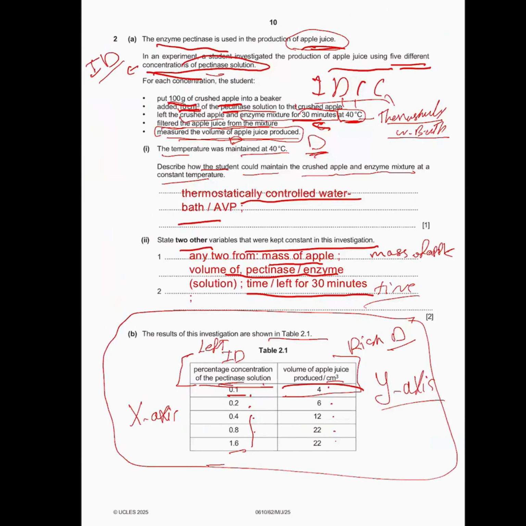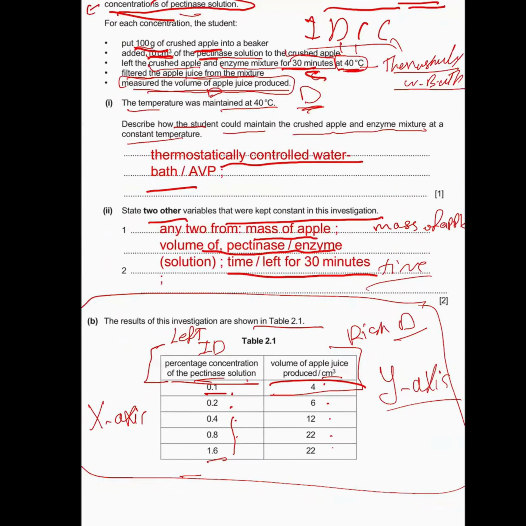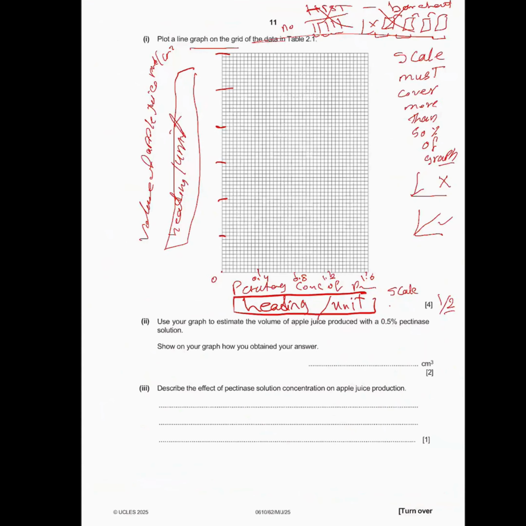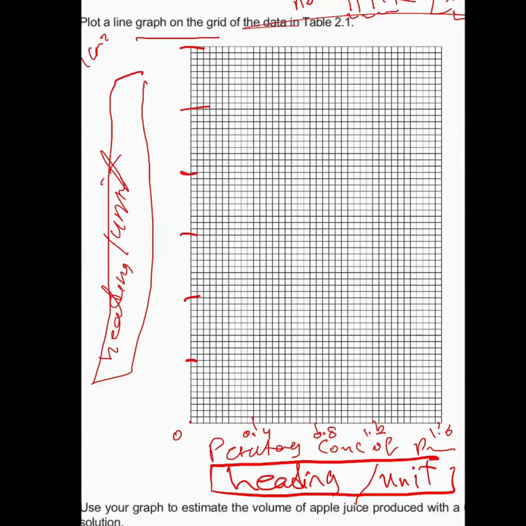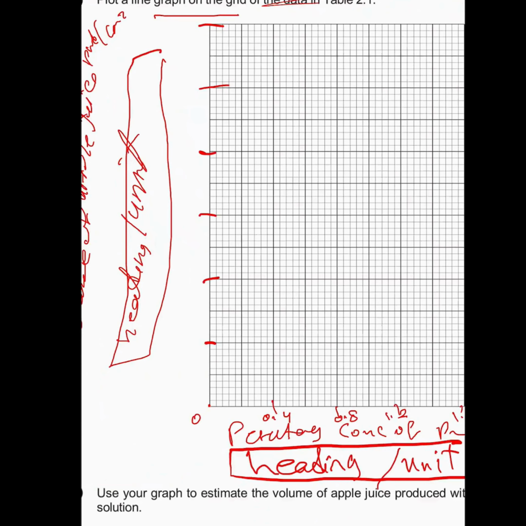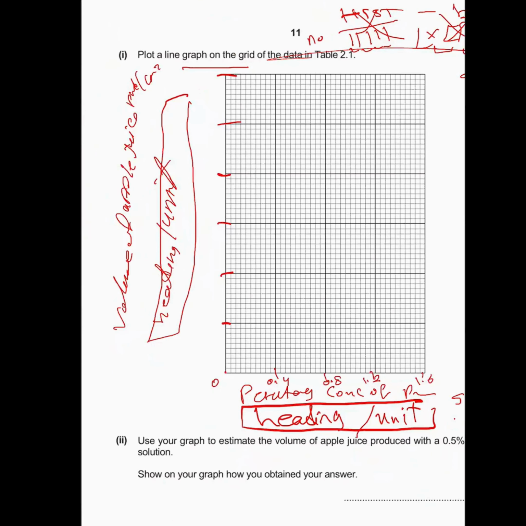Okay, but let's go for this. Apple juice produced 4, 6, 12, 22, 22. How can we do it? We have only 1, 2, 3, 4, 5, 6, because of the iPad, so the squares are not shown properly. Okay, yes, the scale is up to you. You can figure out the method that you want. There is no scaling point in the mark scheme. It's up to you. The key is that it passes more than 50% of the graph and you are plotting the points correctly.